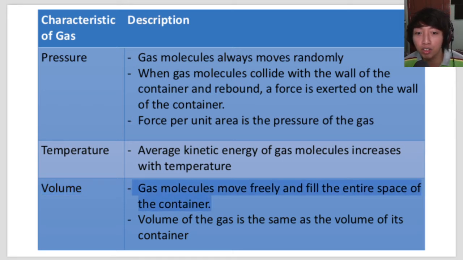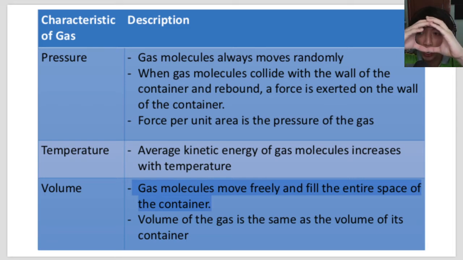Now finally, we can talk about volume. Right? So gas molecules move freely again, and they fill the entire space of the container. So if you have a certain number of molecules, if you put it in a small container, then those molecules will just move around in the small container. If you put it in a bigger container, but you put in the same number of molecules or the same mass of gas, because gas can move freely, it can still fill up the entire container.